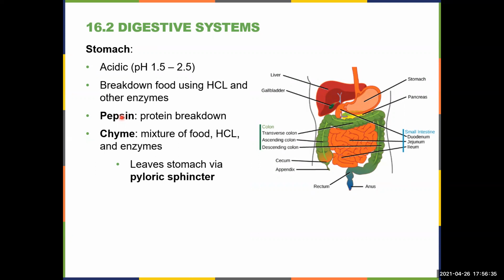Now, when the mixture of the food and the hydrochloric acid and the enzymes is all together, we call that substance the chyme. So this C word here, this is chyme. That substance will leave the stomach and enter the small intestine, and it leaves via another sphincter, which is called the pyloric sphincter.